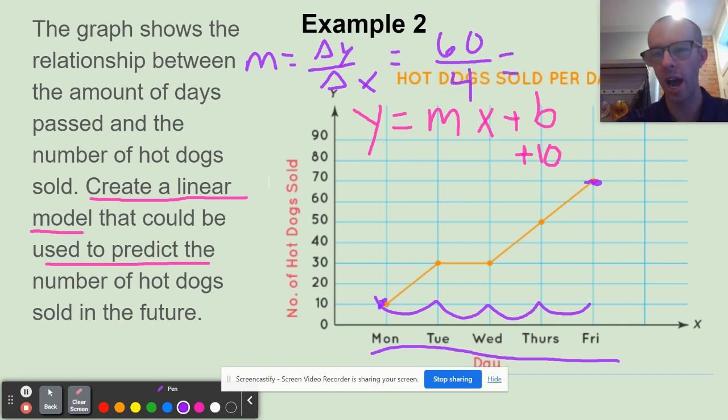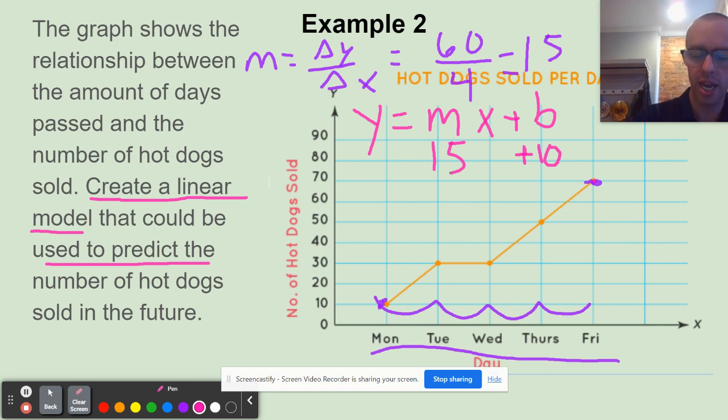What does that mean? On average, how many hot dogs were they selling per day? They were selling 15 hot dogs per day on average. So our average rate of change, not our constant rate of change for this linear model, is going to be 15.